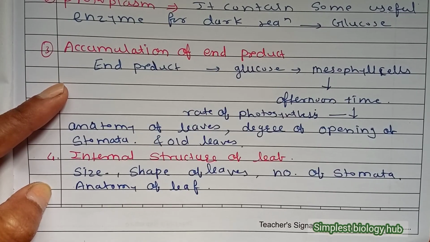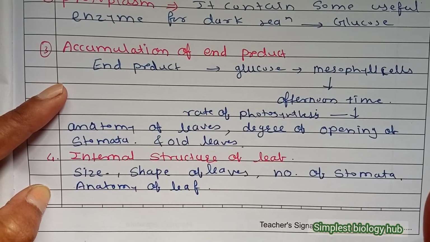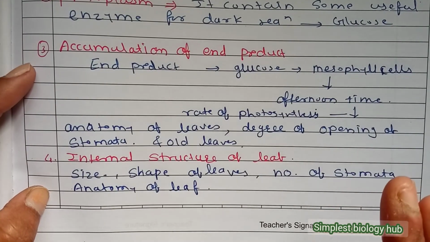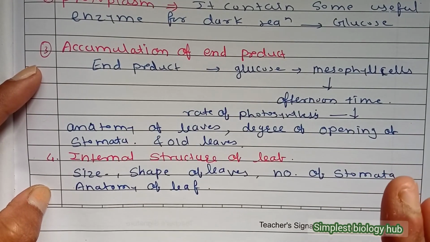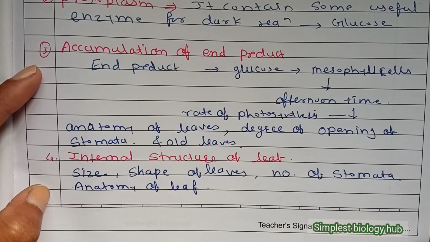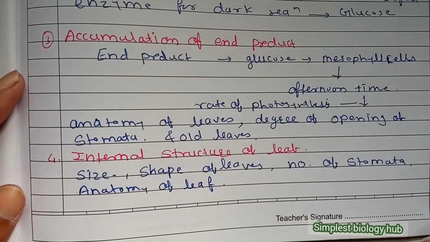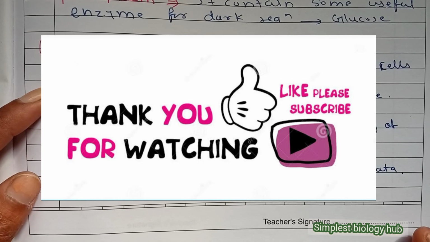This is about the factors affecting the rate of photosynthesis. Here the lesson is completed. I hope you understand all the videos of this lesson. In the next video, we will start a new lesson on another interesting topic.